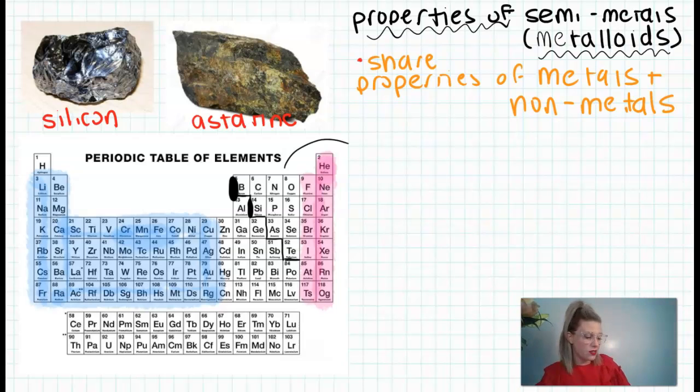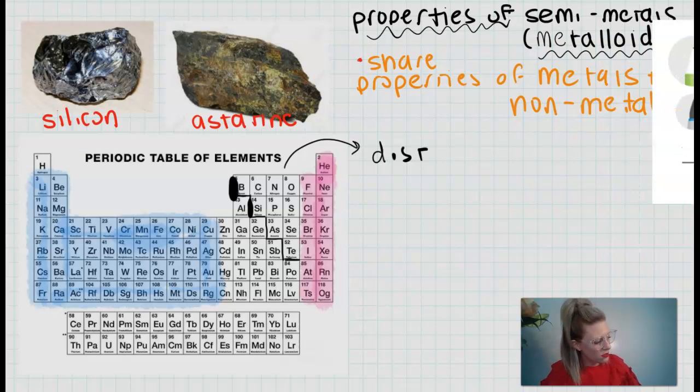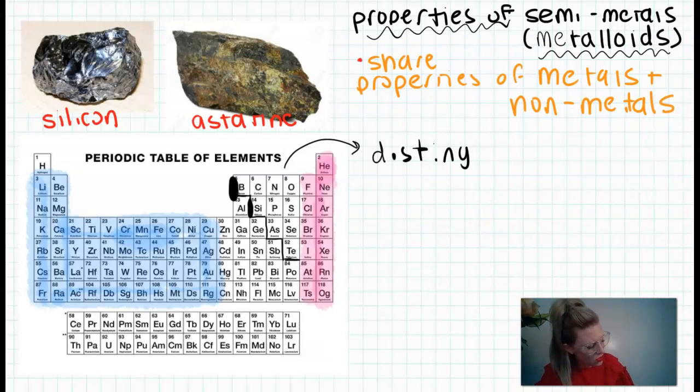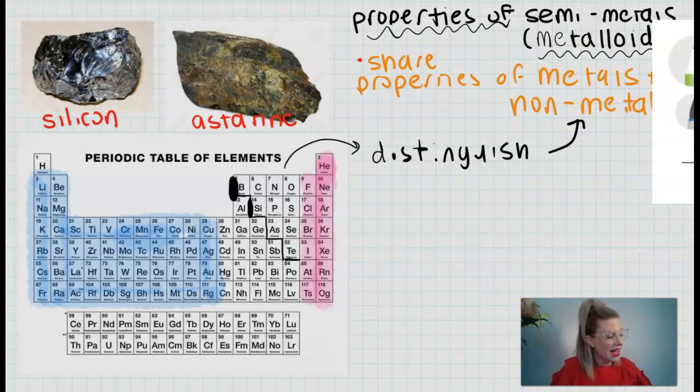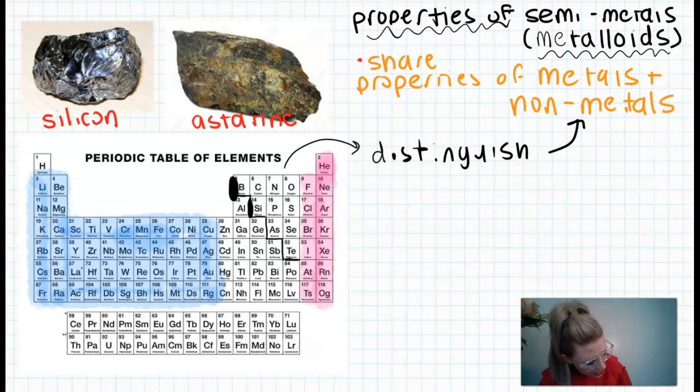And this staircase is really important because this is going to distinguish where we find the semimetals or the metalloids, okay? So on the staircase is where we're going to find all the metalloids, but there are two exceptions on the staircase that do not include the metalloids. First and foremost, we gave the example of aluminum, right? So aluminum is not a metalloid. It actually just falls in as a metal. So it is one example of an element on the staircase that's not a metalloid.